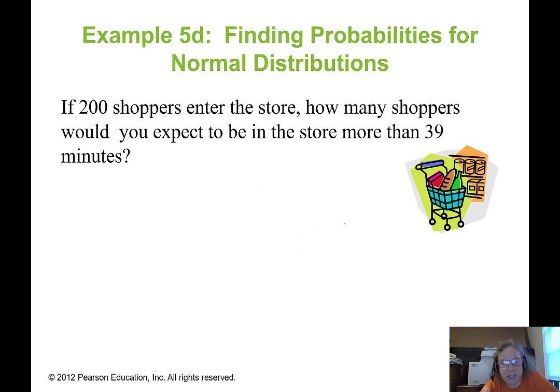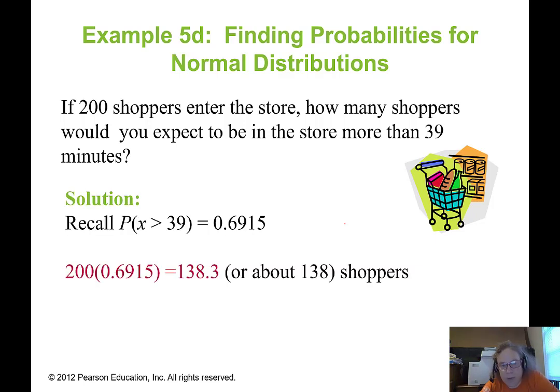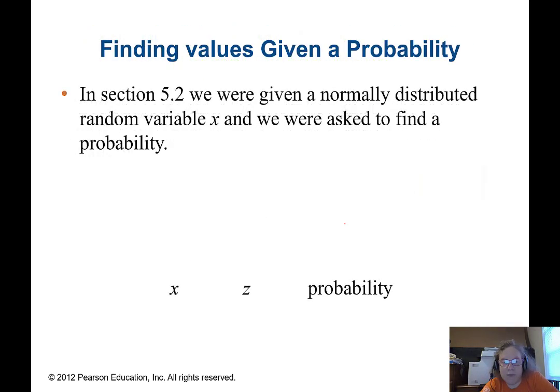All right, last piece of the problem. This is on slide 14. If 200 shoppers enter the store, how many shoppers would you expect to be in the store more than 39 minutes? We know that the probability the shoppers in the store more than 39 minutes is about 69%. So 200 times that 0.6915 equals about 138 shoppers that will be in that store longer than 39 minutes. All right, well, that was a pretty big, long problem, but we made it through. We're now going to move on to a different concept.